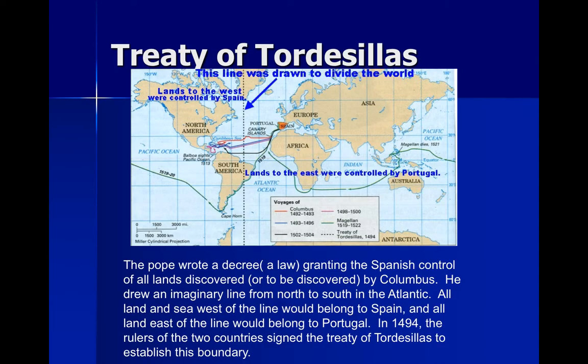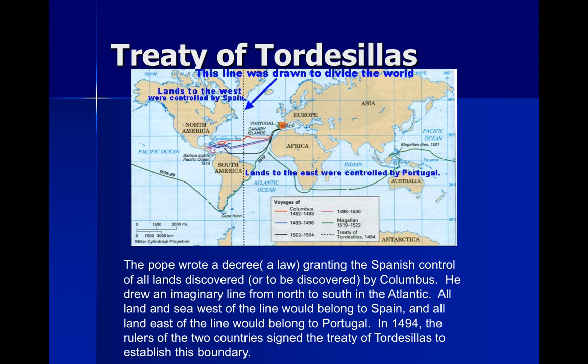Okay, so at this point you have two world powers that are vying for power, right? They each want to have more power. Two Catholic countries at the time, Portugal and Spain. So they ask the Pope to figure out what to do. And the Pope drew an imaginary line. You can see on this map right here.